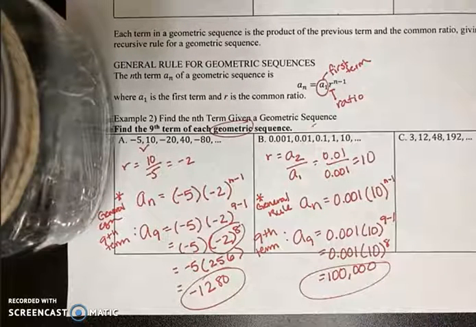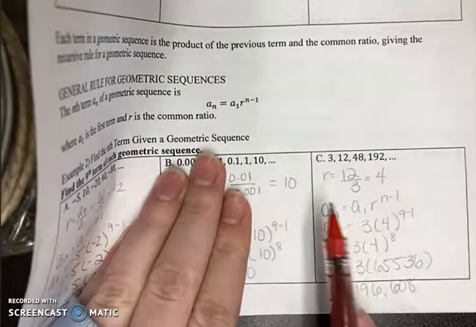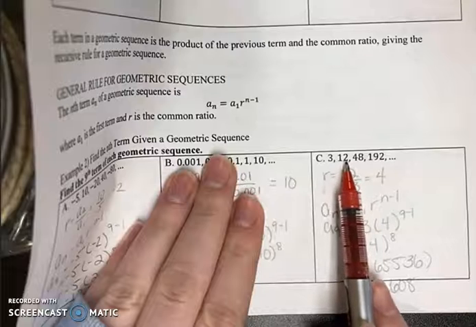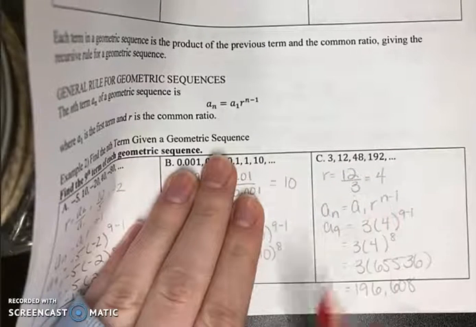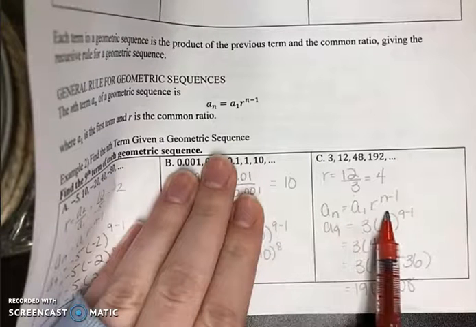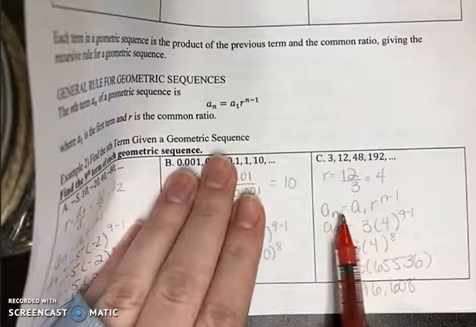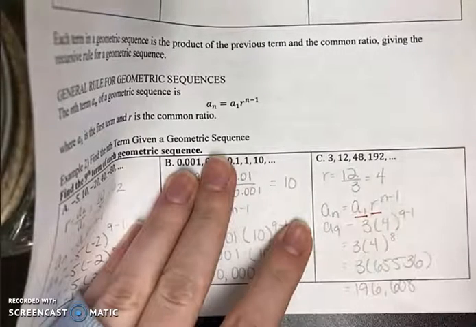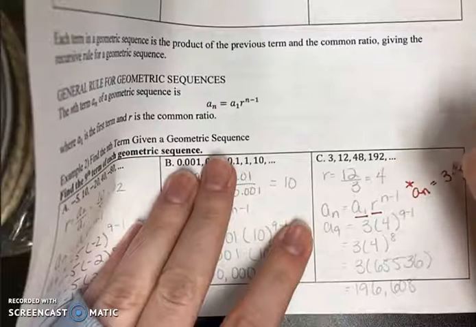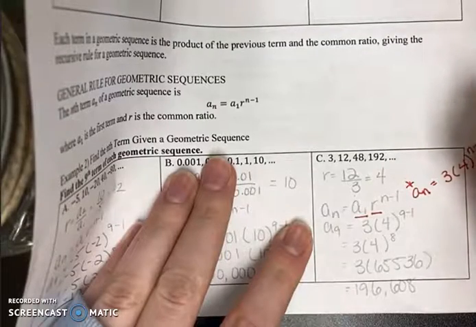Next, we have part C. Why don't you go ahead and pause the video and attempt to find the answer. For part C, you should have first found your ratio. I usually do the second term over the first term, so 12 over 3 gave me 4. Then I use the general equation, and I would plug in my first term and my ratio. So the general equation is a sub n equals 3 times 4 to the n minus 1 power.